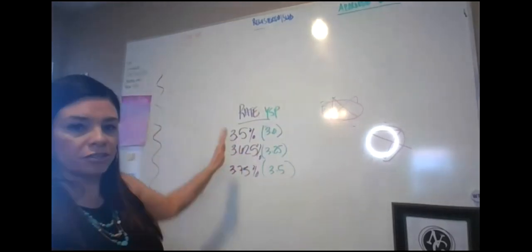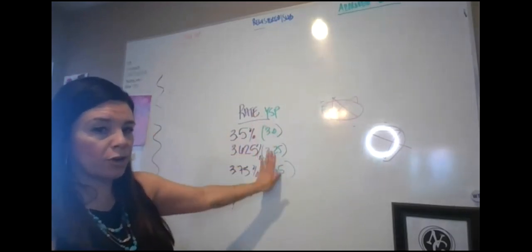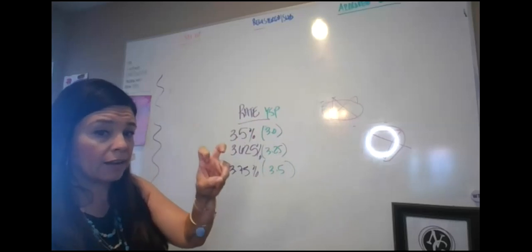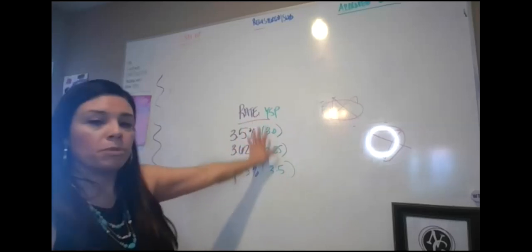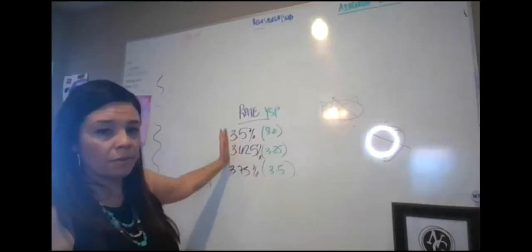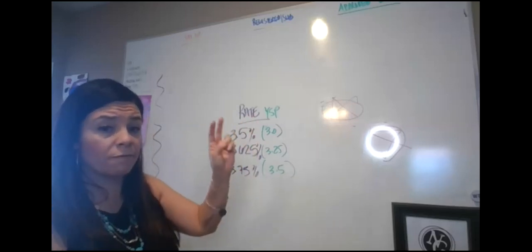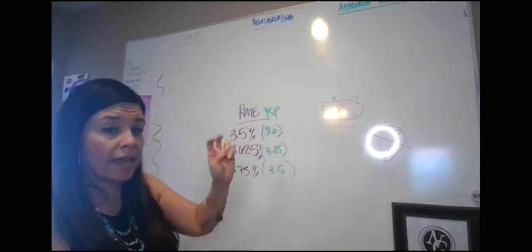So here's the rate. This is the YSP, the yield spread premium, or the credit for the rate. This would be borrower paid. Okay, this is the rate in purple. The yield spread premium is the credit for the rate, or what the rate pays.